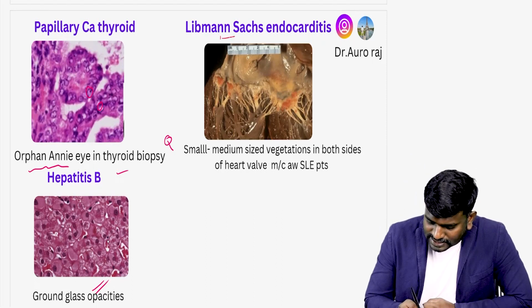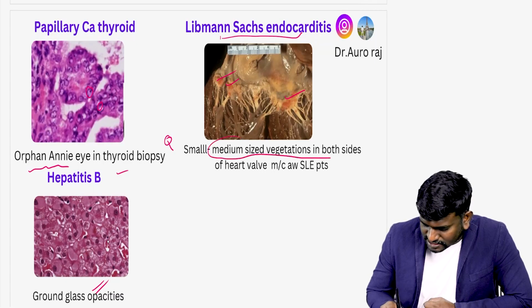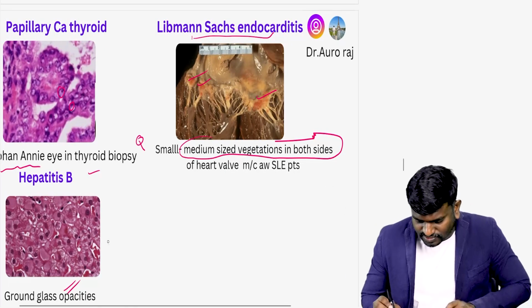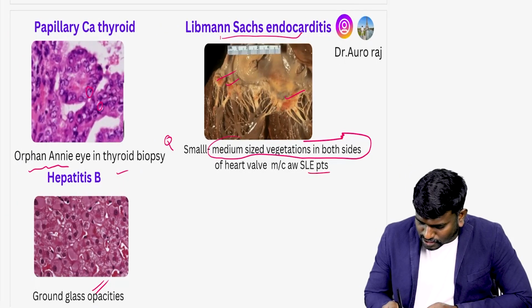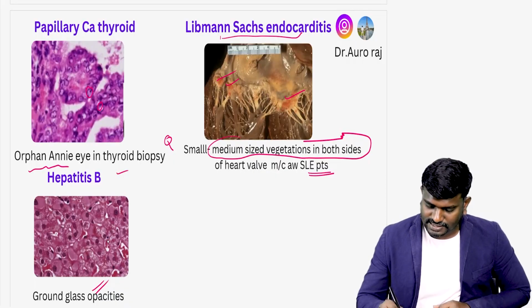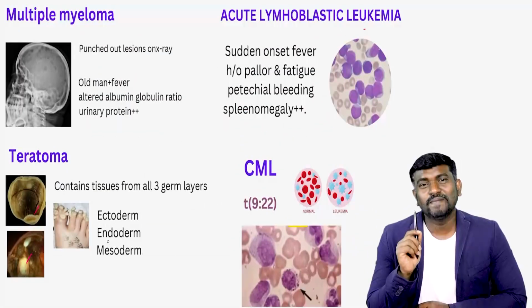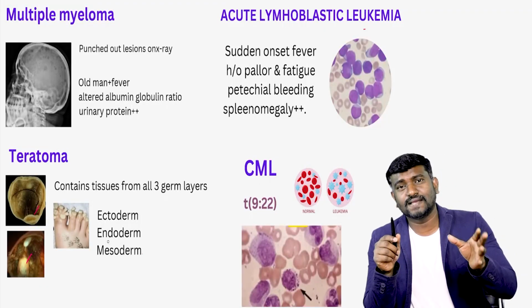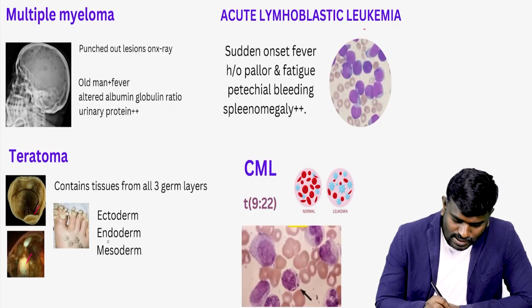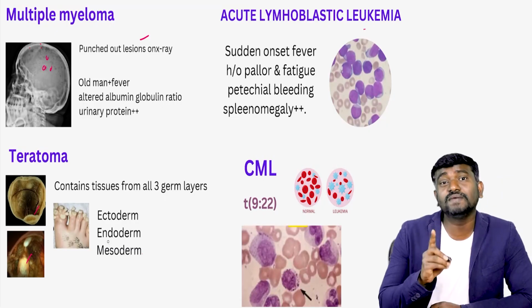Next, in Libman-Sacks endocarditis, this is the image of how it's going to look like. Remember, it is going to be small to medium-sized vegetations seen on both sides of the heart valve, most commonly associated with SLE patients. Good. Remember, Libman-Sacks endocarditis. Multiple myeloma, we have revised this several times. Let's do it the last time once again. This is going to be what? Punched out lesions. Punched out lesions are seen in multiple myeloma.